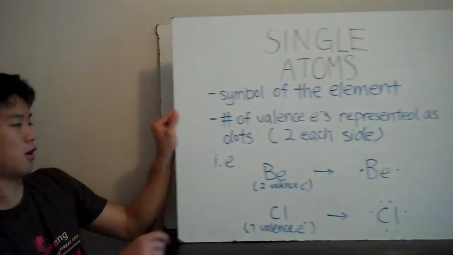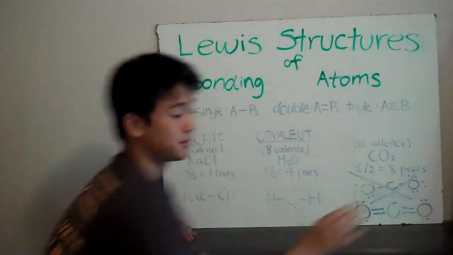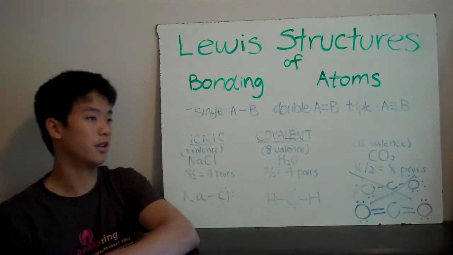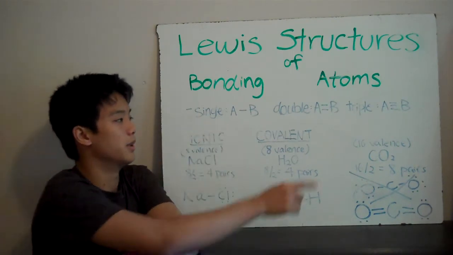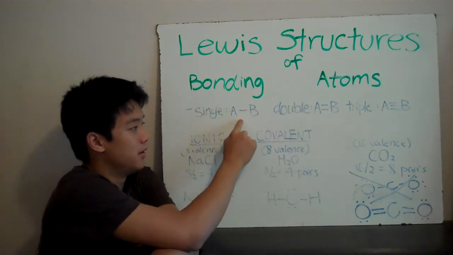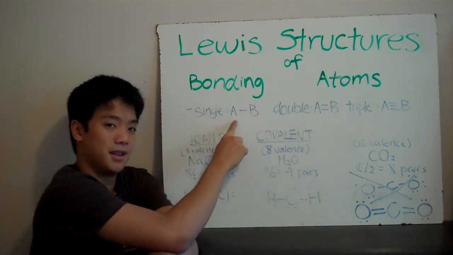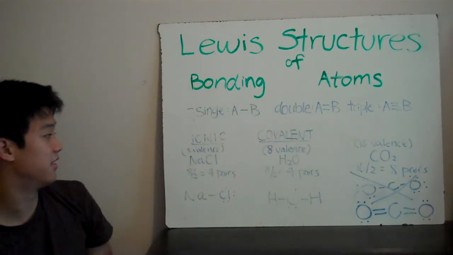Now let's move on to the harder part: Lewis structures of bonding electrons. Some of the symbols you need to know are that single, double, and triple bonds are represented as dashes. A single bond is 1 dash, double bonds are 2 dashes, and triple bonds are 3 dashes.